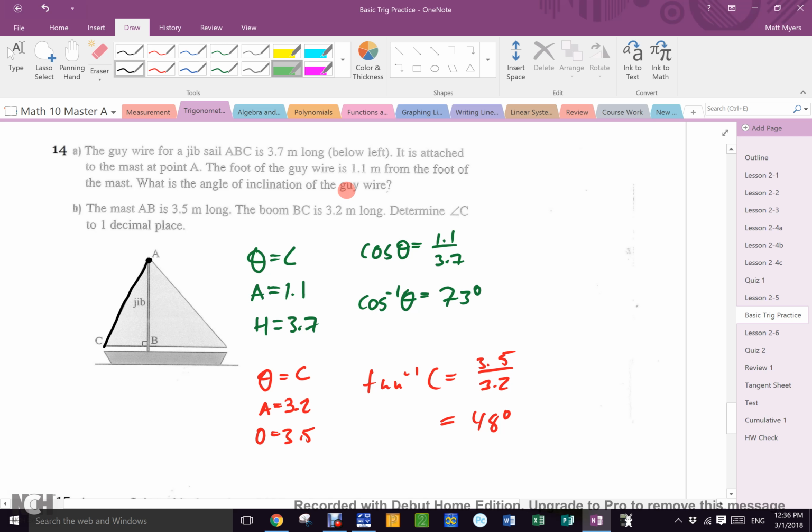Where's the foot of anything? At the bottom. So there is your triangle. This is 1.1. And the guy wire is 3.7 meters. I want the angle of inclination of the wire. There's only one angle of inclination there, the one that goes from flat to up. Right there. Angle C. Since I wanted the angle, it's a shift cos situation. Shift cos A over H, 1.1 divided by 3.7, you got 73.